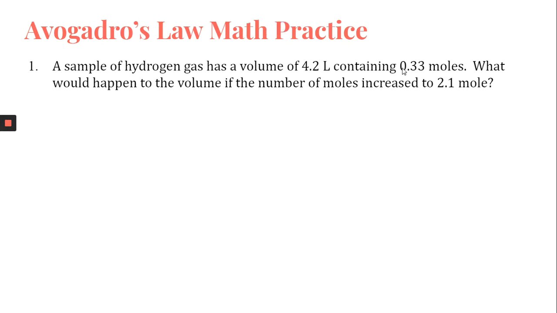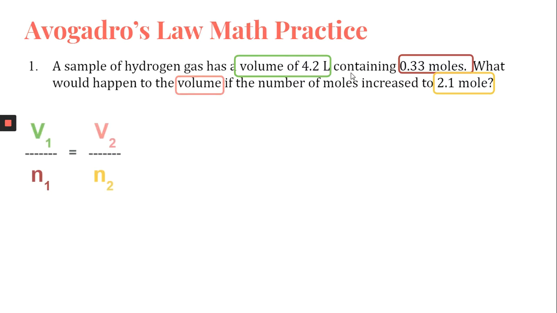So let's compare our starting value. We've got a volume of 4.2 liters, and then we have 0.33 moles. It's asking us to figure out the volume if we increased it to 2.1 moles. So before we do any calculations, because we're so well versed in these relationships, we can predict what our volume is going to be. We have 0.33 moles increasing to 2.1 moles, and we know that volume and moles is directly proportional. So if we increase the number of moles, then we should also be increasing the volume. So we know that our final volume should at least be larger than 4.2 liters.